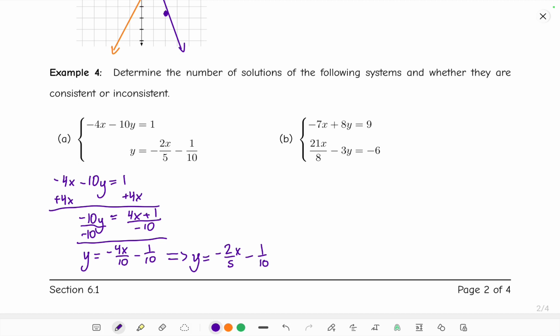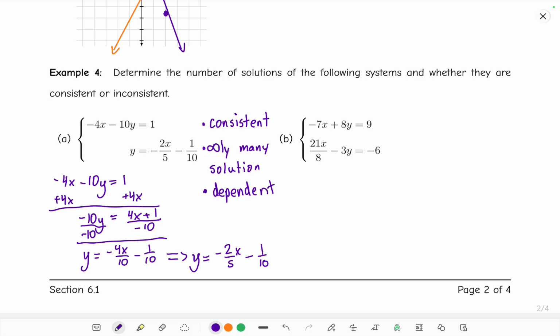So they have the same slope and the same y-intercept. So this one is consistent because it has a solution. And it has infinitely many solutions because they're the same line. And then on the very last page of these notes, we're going to learn a new word, but just for foreshadowing, we also call this a dependent system. Okay, so that's A.